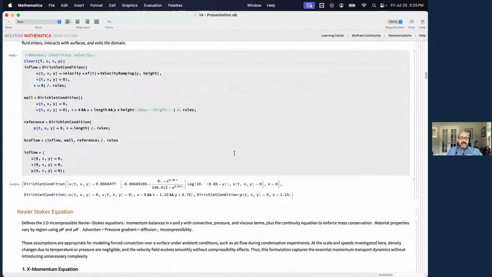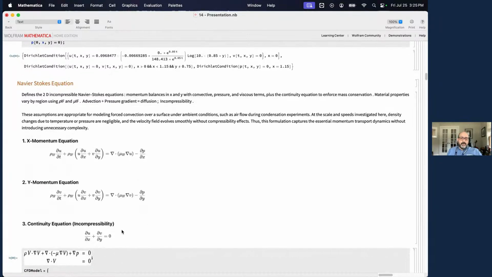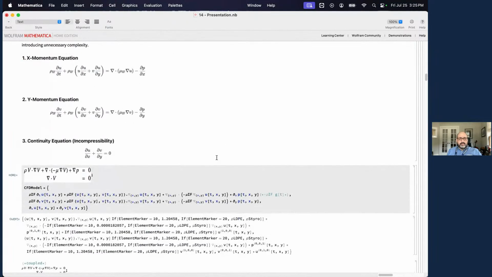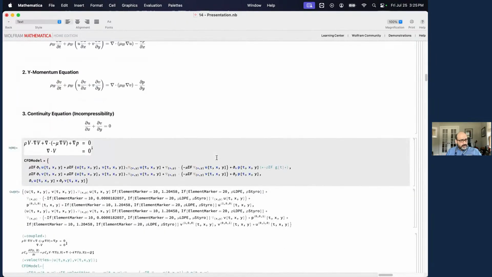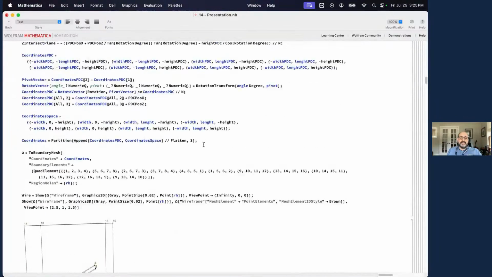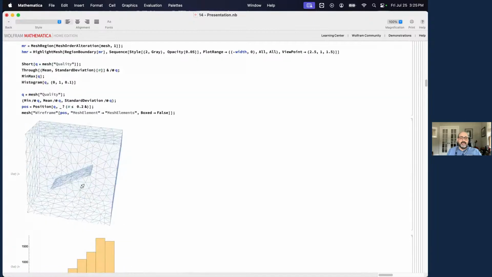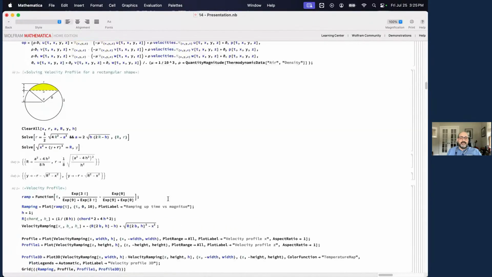So I define my Navier-Stokes equations in two axes, X and Y, and the continuity equation as well. You could solve this in 3D as well. We did that, but we found that the results were the same, so it was not worth the computing effort to do it in 3D. In 3D it's basically the same. The simulation is the same, except that you define your solution in a 3D space. The mesh is in a 3D space, etc.